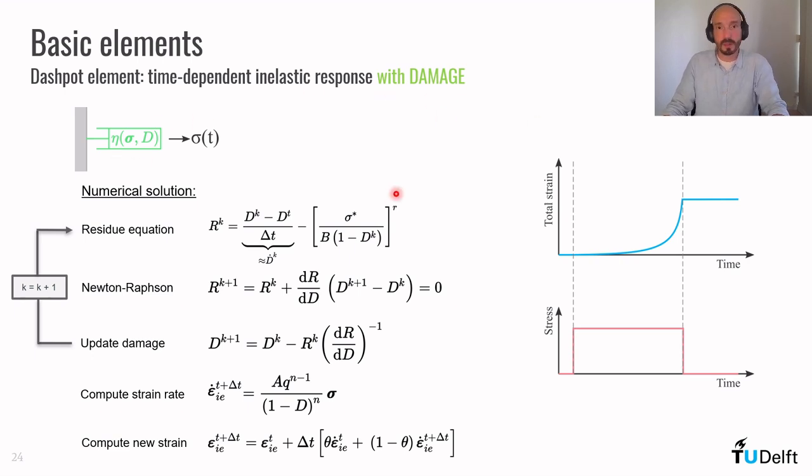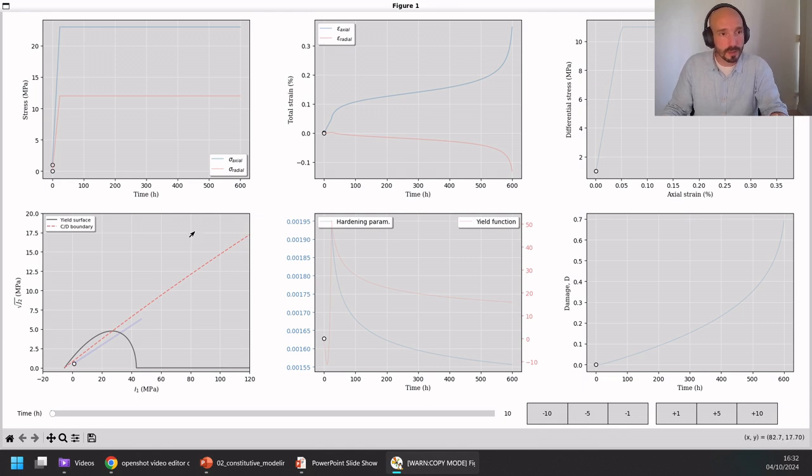Okay, so this is a triaxial problem that I'm solving here. I'm simulating these stress conditions. The blue curve is the axial stress. The red one is the radial stress. And we see that they increase in the beginning, but then they stay constant. These two graphs have to do with the viscoplastic model, but don't worry about them right now.